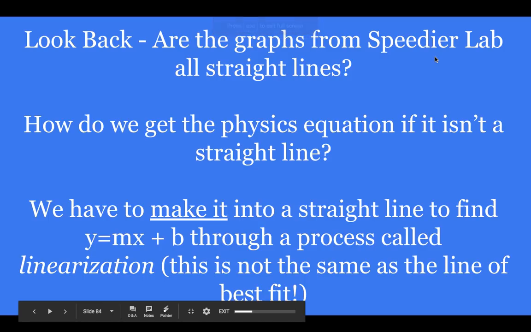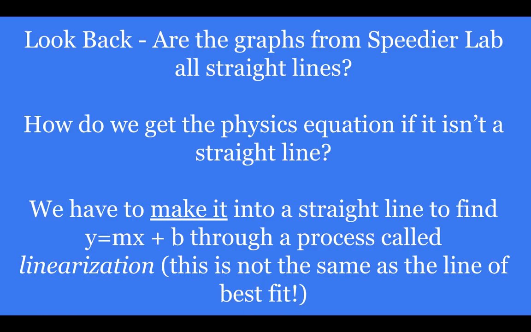So let's look back at the Speedier Lab in the 2018-2019 packet. This is on page 14. So take a look back at the Speedier Lab and see, are all the graphs straight lines? Hopefully you see that the velocity time graph is linear, but the position time graph is not linear. And we talked in our board meetings that we can't get a physics equation if it's not a straight line.